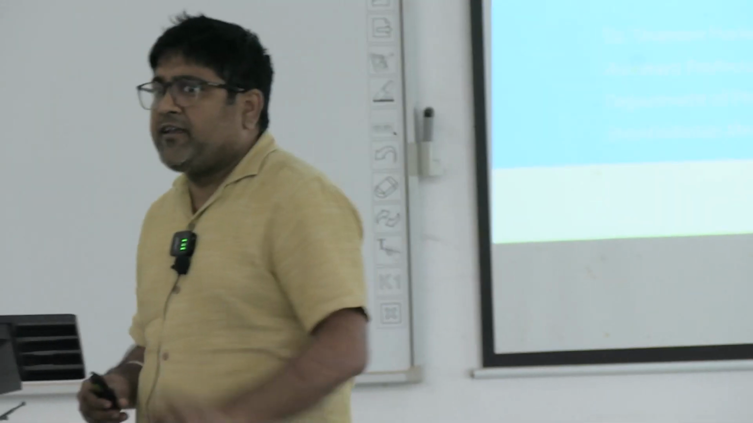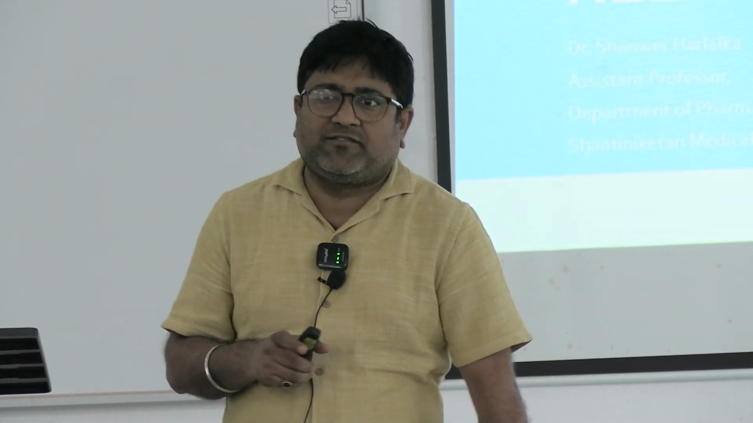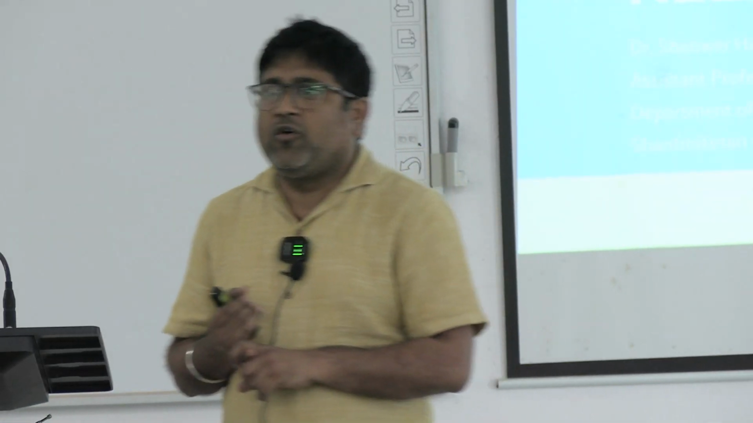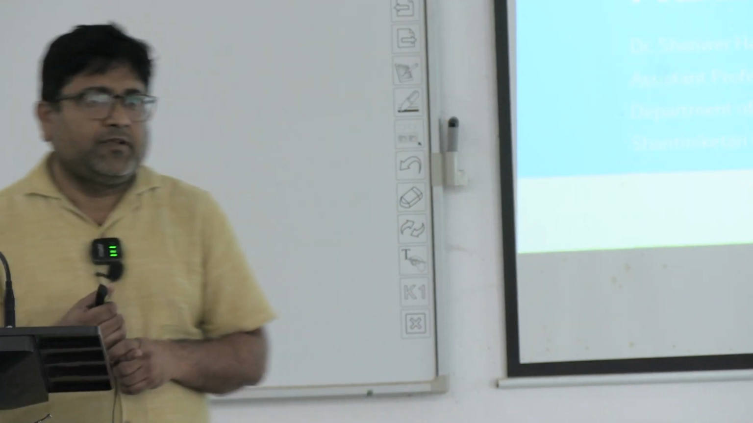Today we are going to discuss the drugs that act on the uterus. Some drugs acting on the uterus increase the contractility of the uterus; these are called uterine stimulants or abortifacients. Some drugs decrease the contractility of the uterus; they are called uterine relaxants, also called tocolytics.